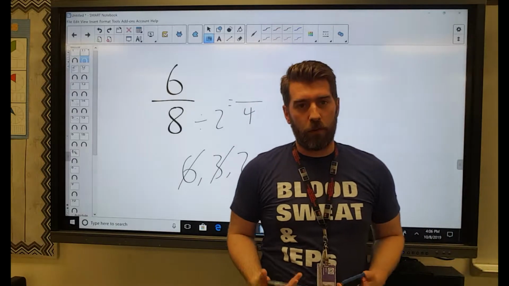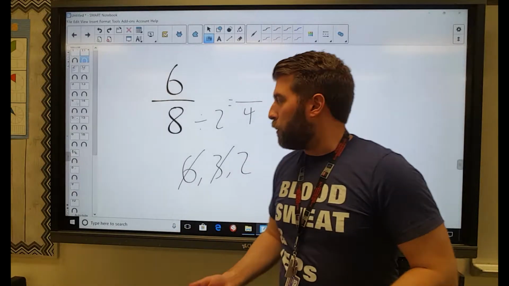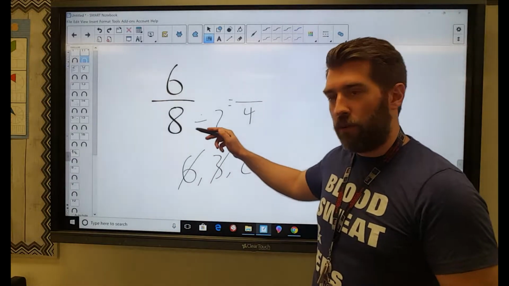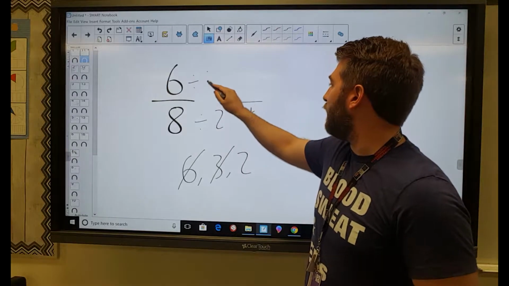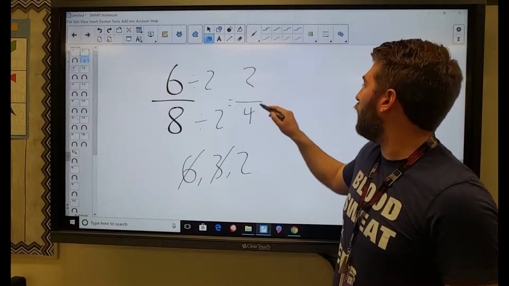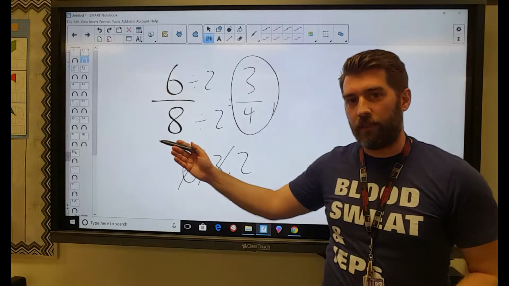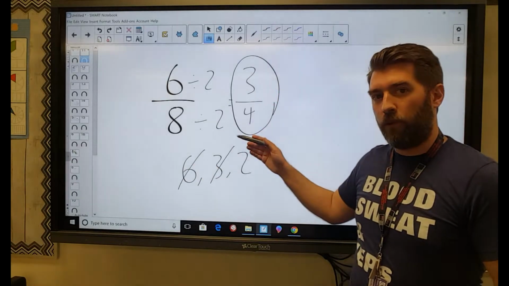Well, remember the rules for fractions. What I do to one, I have to do to the other. So because I divided the 8 by 2, I also have to divide the 6 by 2. 6 divided by 2 is 3. This is my final answer. I turned 6/8 into 3/4.